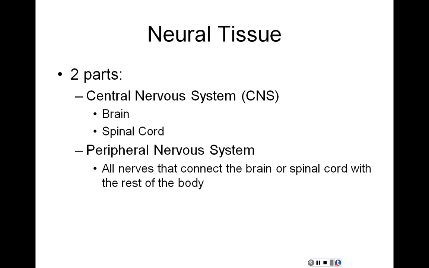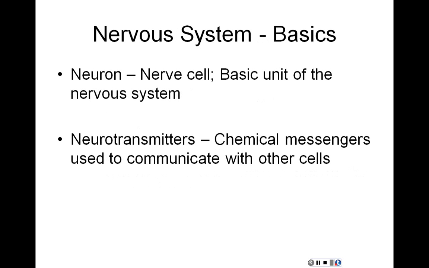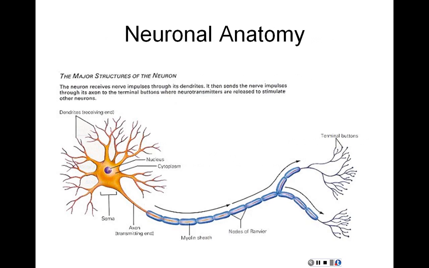Some basics. This should go back all the way to histology. A neuron is a nerve cell. Okay, that's the most basic unit of the nervous system. Most nerve cells do not directly touch each other. There are some that do, but most do not. The way that they communicate with one another is through chemical messengers called neurotransmitters.